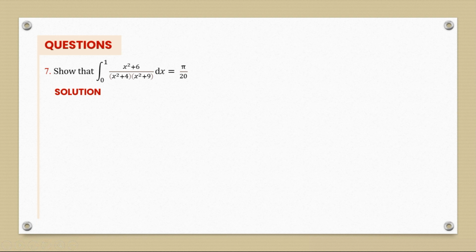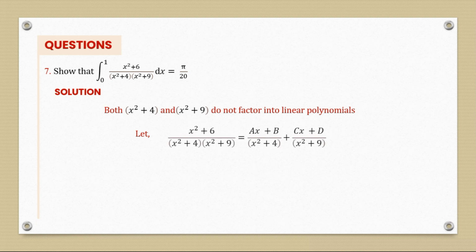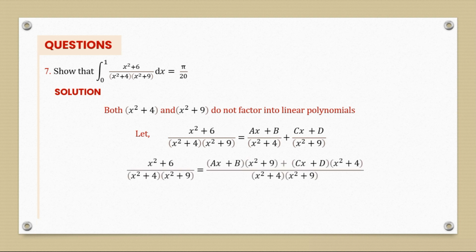But then when we look inside, we can actually see that both x squared plus 4 and x squared plus 9 do not factor into linear polynomials. So we actually have two irreducible factors. So we're going to let (x squared plus 6) over (x squared plus 4)(x squared plus 9) be equal to that. So now that is what we end up having. So we now have unknown constants a, b, c, and d, and that's what we're going to have to work out.